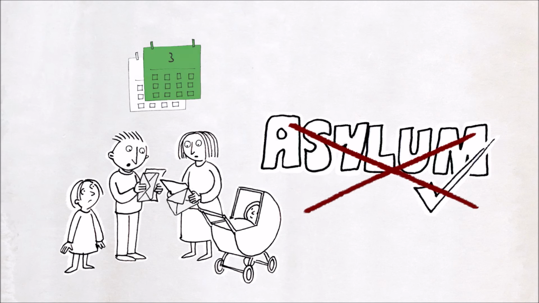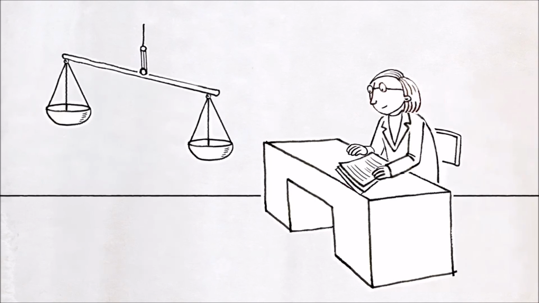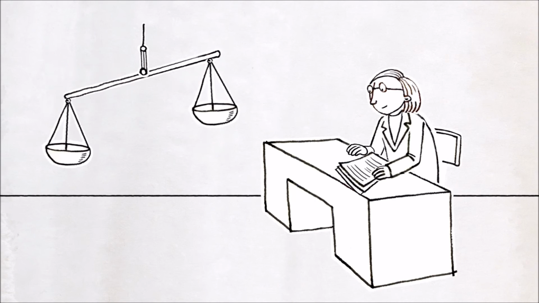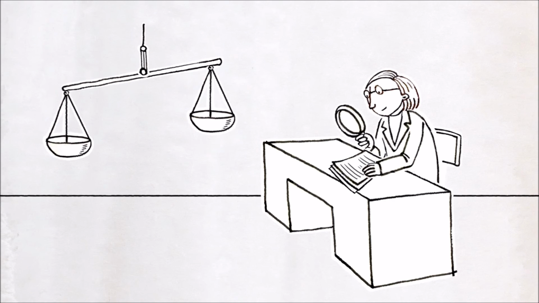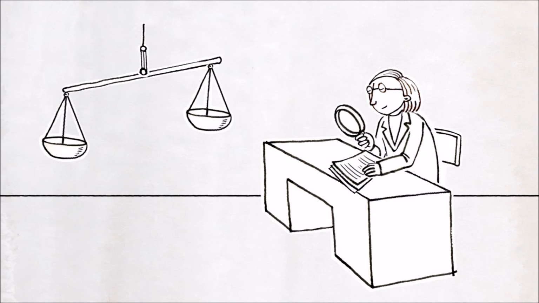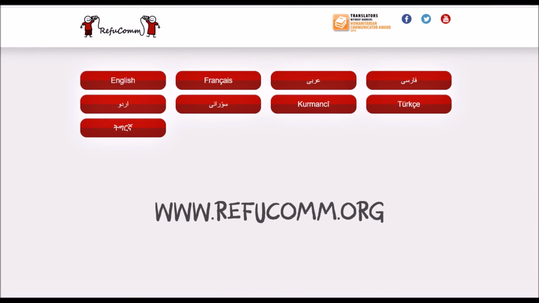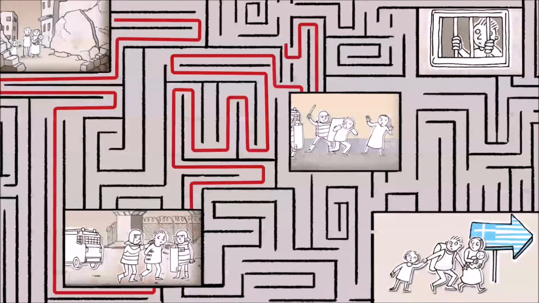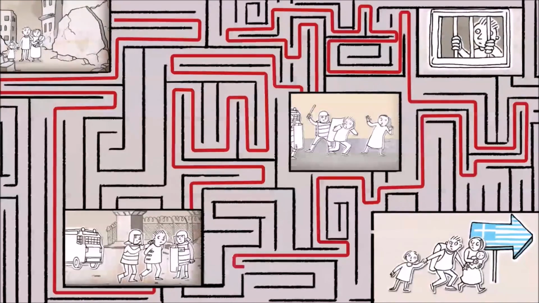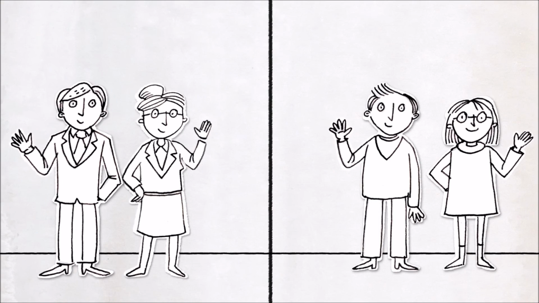If your claim is rejected by the Appeals Authority, you can still, under certain conditions, appeal the decision before the courts. For more information about the appeal process, please see our website. Please note that these procedures are subject to change at any time. Asylum is complicated. Whenever you have questions, look for help and advice.